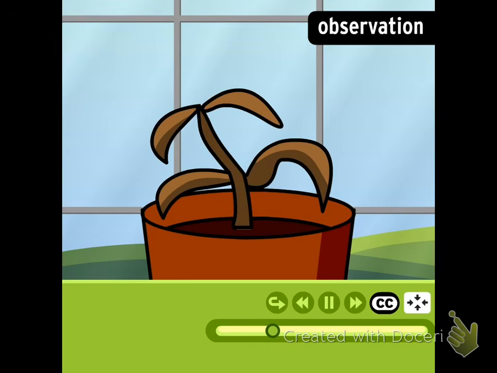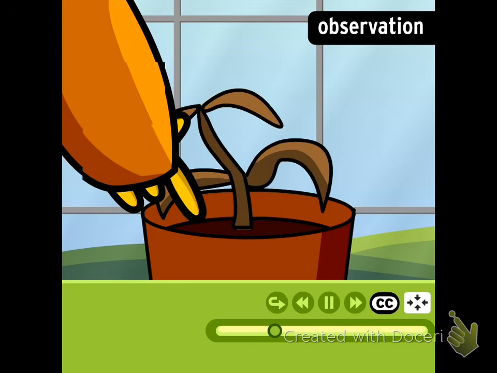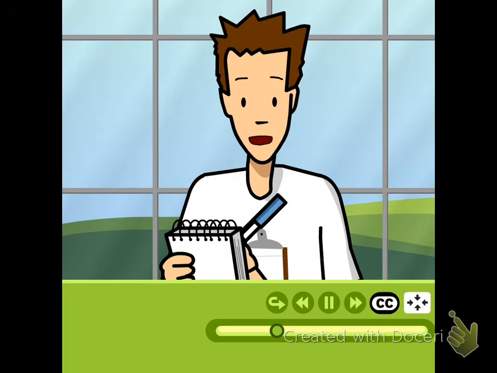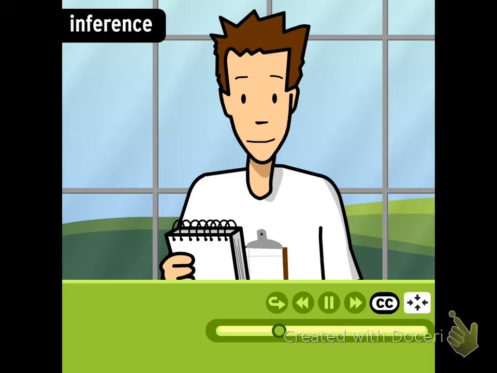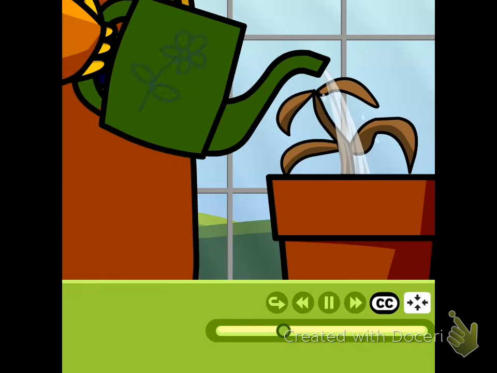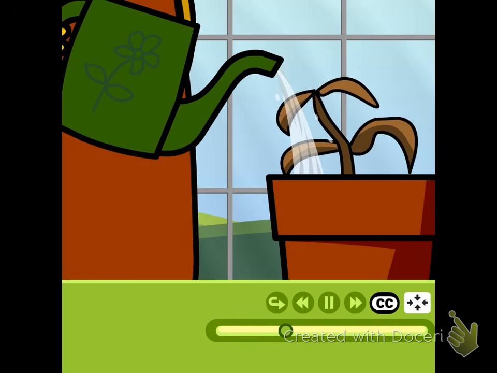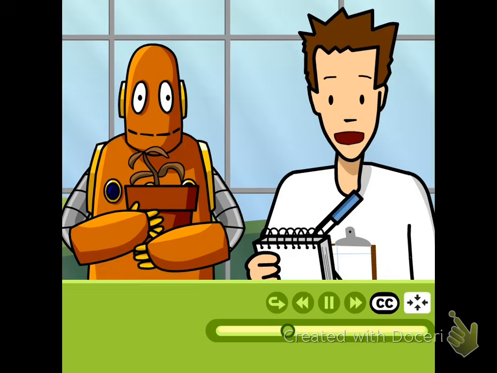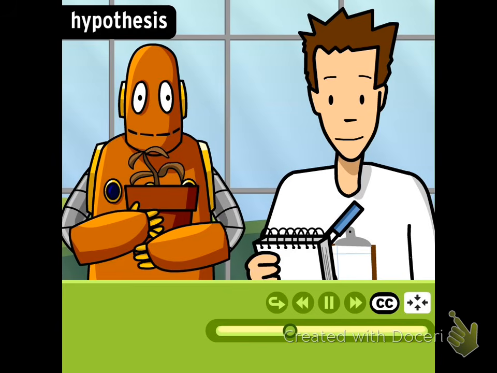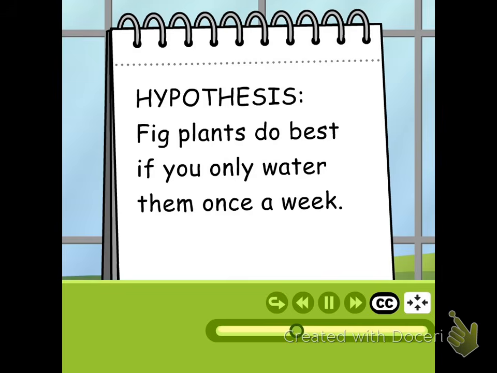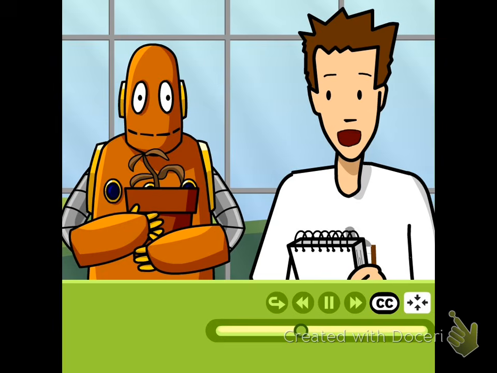The leaves are brown and falling off, and the soil is wet and squishy. Next, we make an inference. An inference is a conclusion about our observations. From what we've observed, we could infer that Moby is watering his plant too much. Now we translate our inference into a hypothesis. Well, a hypothesis is a testable explanation for the details you observe. What about, fig plants do best if you only water them once a week? Sure, it's just a guess, but after our observations, at least it's an educated guess.